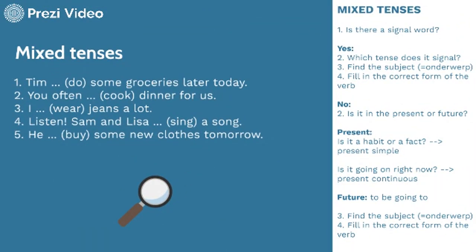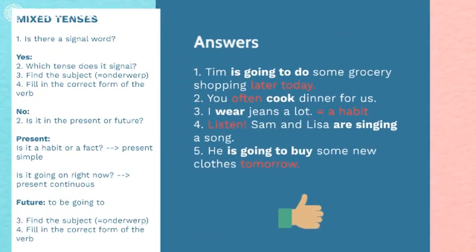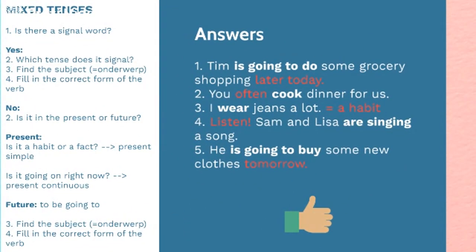A bit more practice. Again, you can fill out your answers right now and pause the video, and then I will talk you through the correct answers. Okay, so the correct answers are Tim is going to do some grocery shopping later today, and we know this because later today indicates that it takes place in the future.